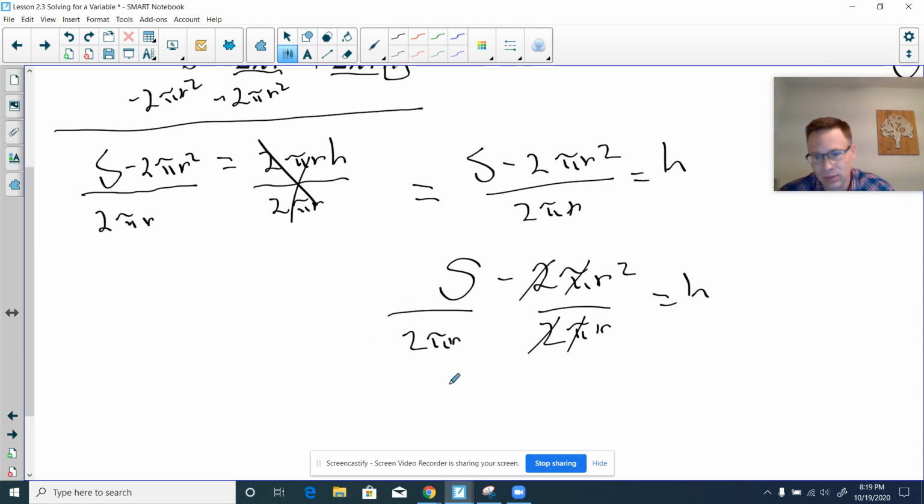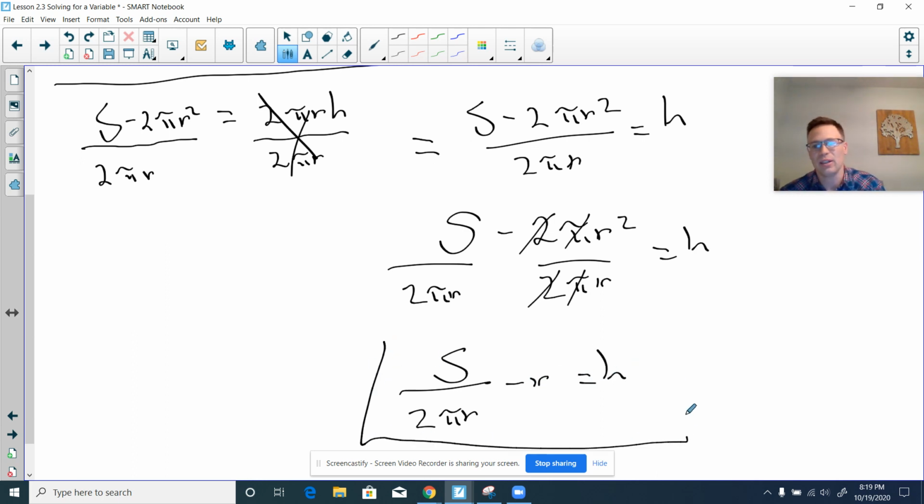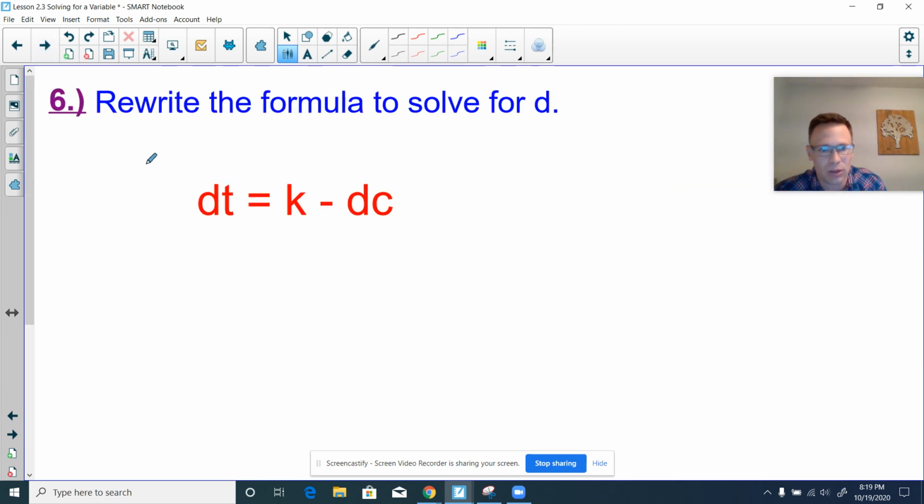So really, if I go a little bit further, and this is something that I would not expect you guys to do, but this is just something I'm showing you, right? Splitting up this into two fractions helps me realize I can simplify. So I have s over 2 pi r. Everything's gone from here. R squared divided by r is really just r. That is the best answer, but this is the one I would expect you guys to be able to give me. All right, if you need to watch that again, go take a look.